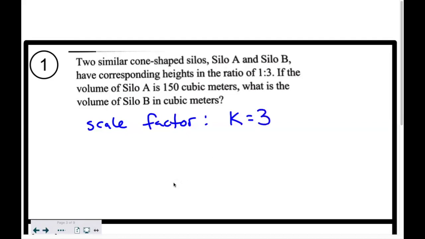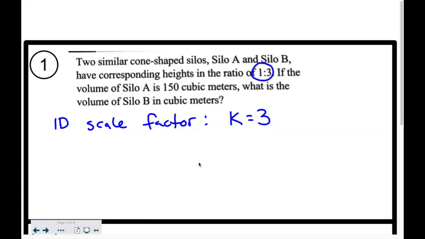What that means is any single dimension, I'm going to call this our 1D scale factor. Any single dimension, whether it be height, radius, length, width, perimeter, to go from the smaller one to the bigger one, we're going to multiply by 3. That's what this is telling me.